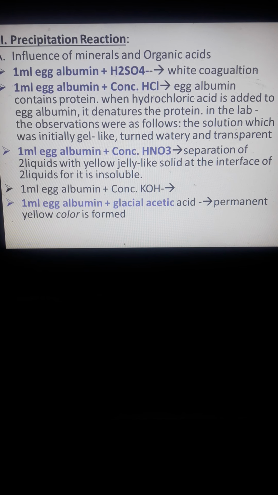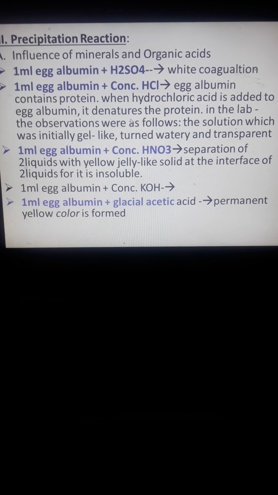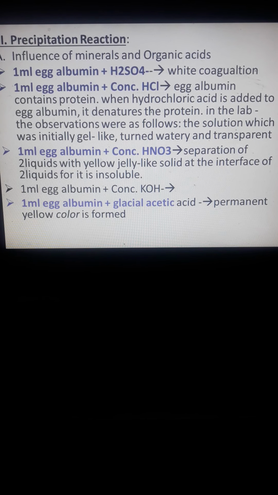1 ml albumin plus concentrated HCl. Egg albumin contains protein, so when hydrochloric acid is added to albumin, it denatures the protein, so it will dissolve. In the lab, the observations were as follows: the solution, which was initially gel-like, turns watery and transparent due to the presence of hydrochloric acid. Okay? 1 ml egg albumin plus concentrated nitric acid. Take note, separation of two liquids.